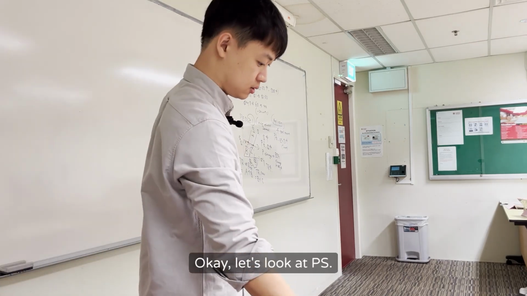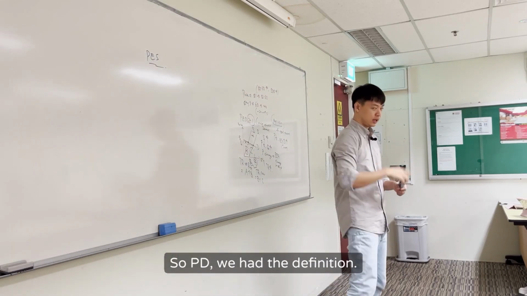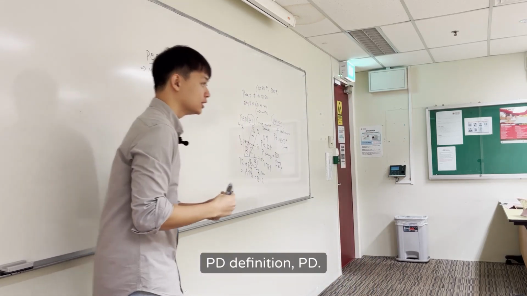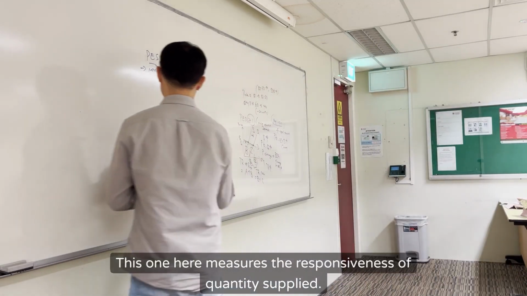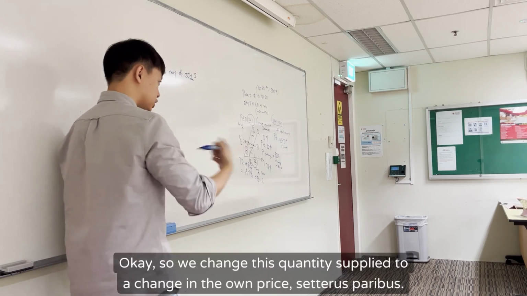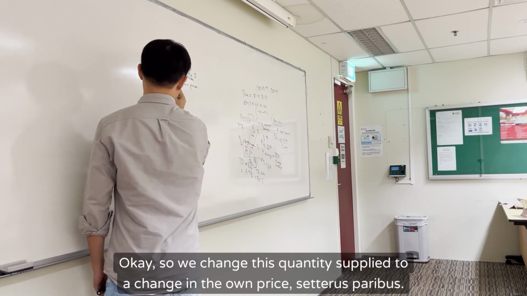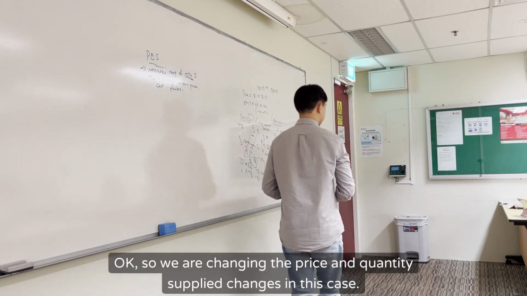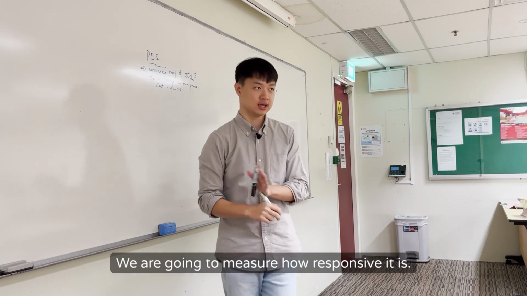All right, let's look at PES. So we should be able to finish today. PED, we had the definition. PES also needs the definition. Very similar. This one measures the responsiveness of quantity supplied to a change in the own price, ceteris paribus. So we are changing the price and quantity supplied changes. In this case, we are going to measure how responsive it is.